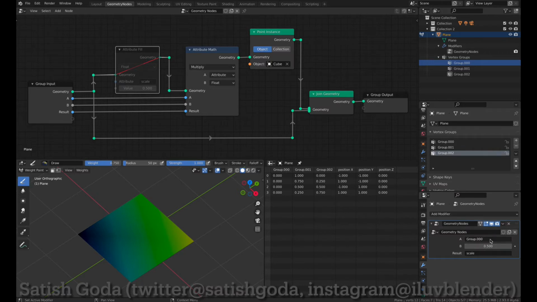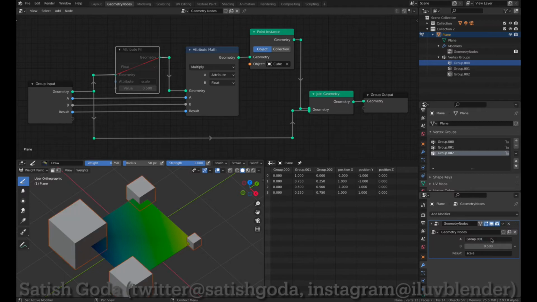So the geometry nodes is now using group 0 and multiplied by 0.5 and setting the scale of the points. Since group 0 is all zeros, you don't see any instances. So let's switch to group 1.